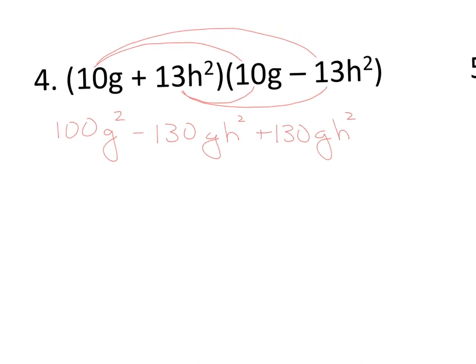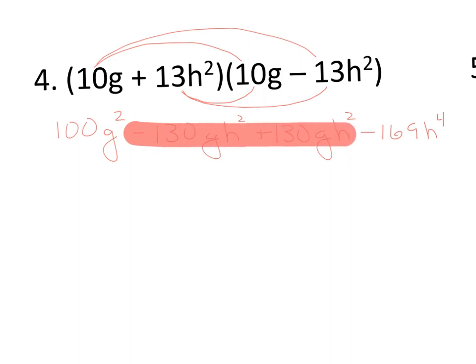And then I'm going to take the 13h squared times the negative 13h squared. And when I do that, I'm going to get a negative 169h to the 4th. Again, add exponents. When we multiply, we're adding the exponents. That is the only time an exponent's going to change is when we're multiplying. So now when I look here in the middle and I combine like terms, well, negative 130 and positive 130 are going to cancel out. And so you're going to get 100g squared minus 169h to the 4th.